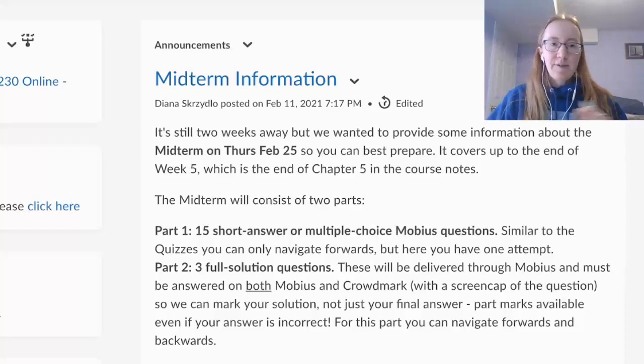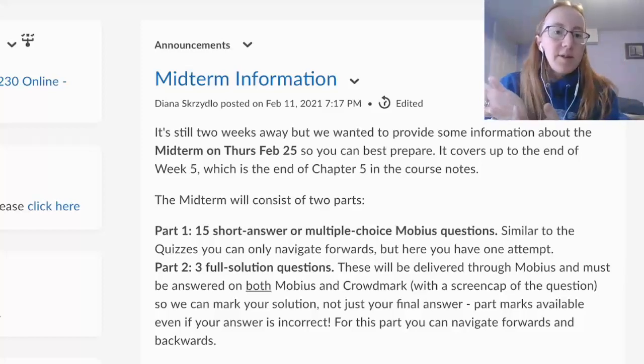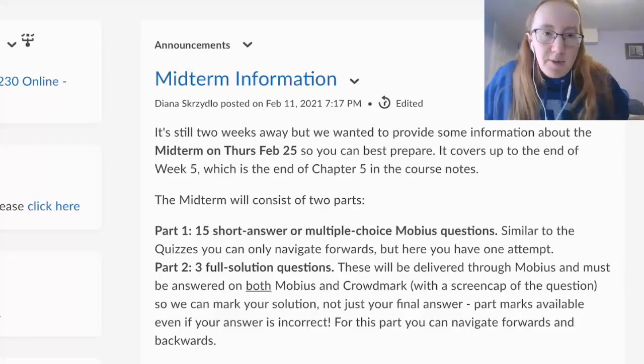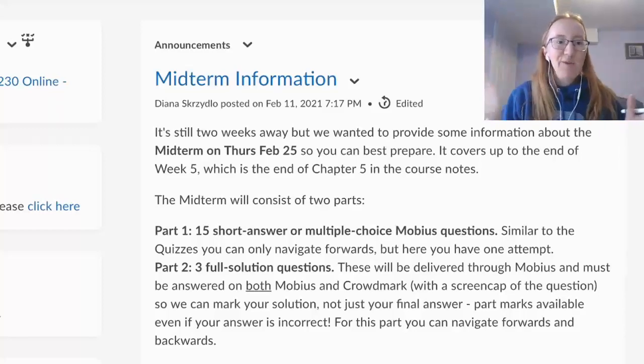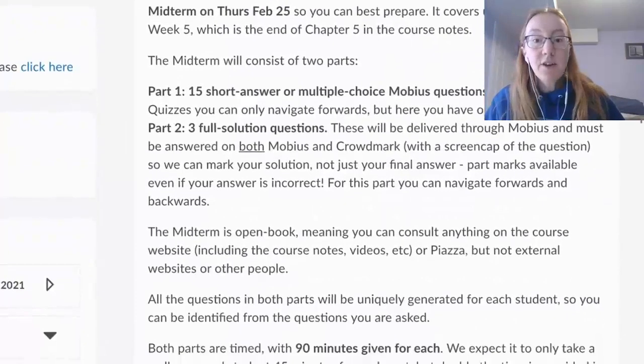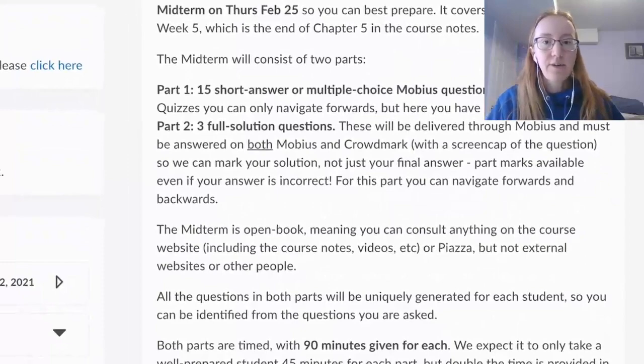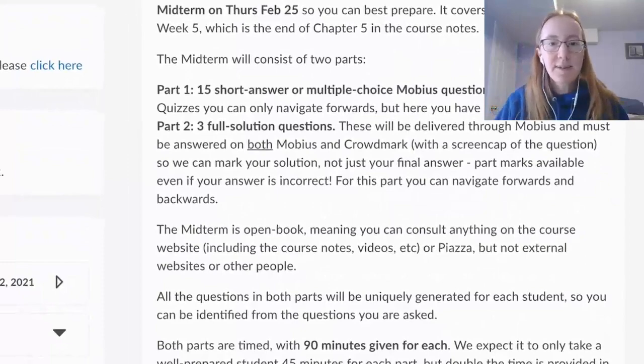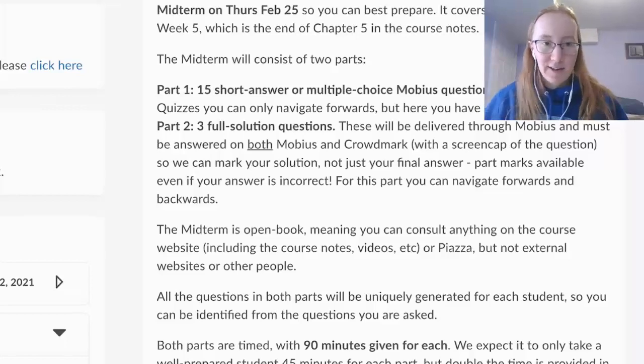So that's the idea. We have 2 parts to the midterm, one that's similar to the Mobius quizzes and one that's a bit more like questions that we would normally ask on a midterm, more similar to past midterms that are out there. It is open book, just like the quizzes, so you can access anything on the course website, including watching videos if you want to, or anything on Piazza, but please don't consult external websites, or certainly don't talk to any other people. It has to be your own work.